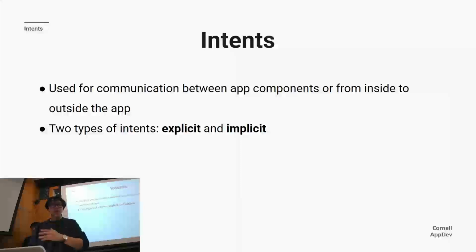So, let's go over some intents. Let's do a little bit of reviewing of what we learned on Monday. So for intents, what are they used for? Well, they are used to communicate between your app's components as well as outside of your app. Explicits are used to communicate with apps within your app, and implicits are used to communicate outside of your app.